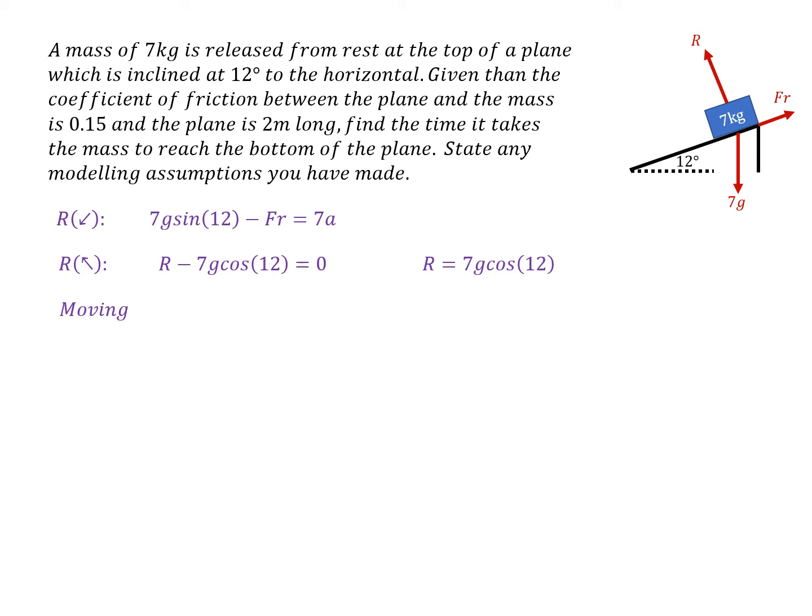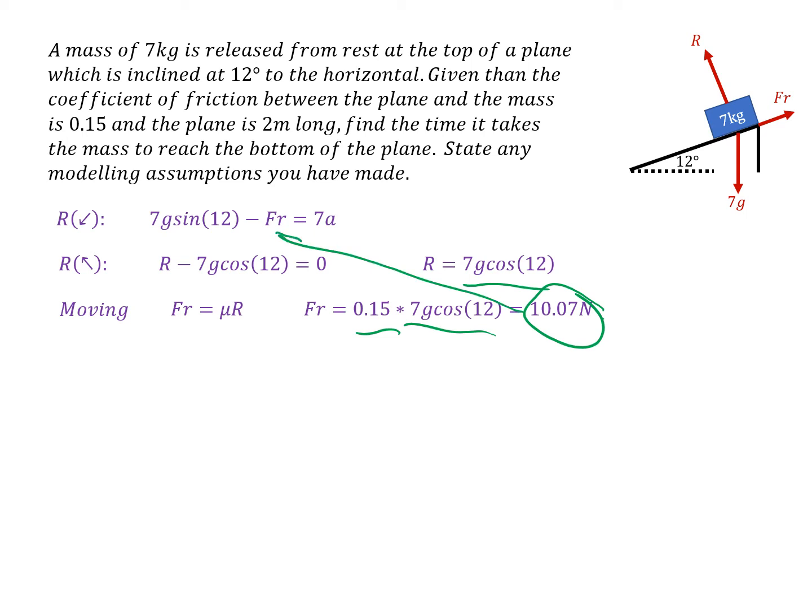We know that the parcel is moving down the plane, and so the friction is equal to mu times R. Mu is 0.15, we've been given, and the reaction we've just calculated. So the friction is 10.07 newtons. So now we can put that 10.07 newtons back into this equation.